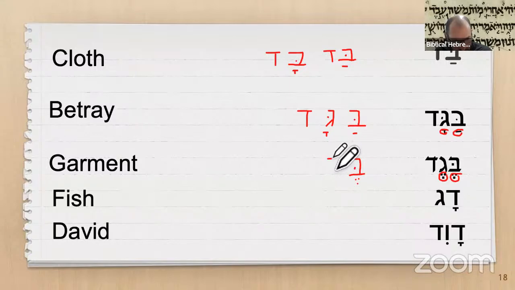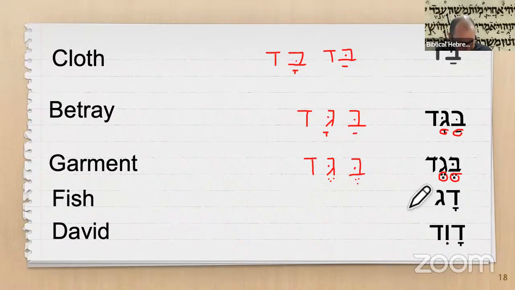And then the Gimel, the same as above. And then the Dalet, but here is the segol. So we say beged, which literally means garment. Here, bagad literally means betrayed. So it's the same three letters, but when the nikud, the vowels, change, the meaning of the word changes. That's an example.